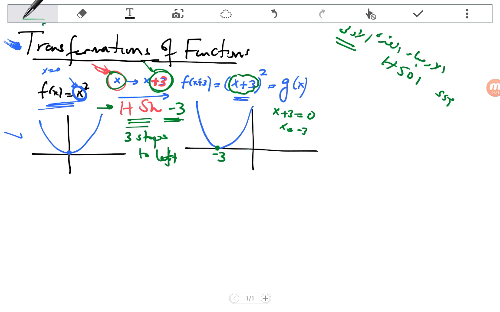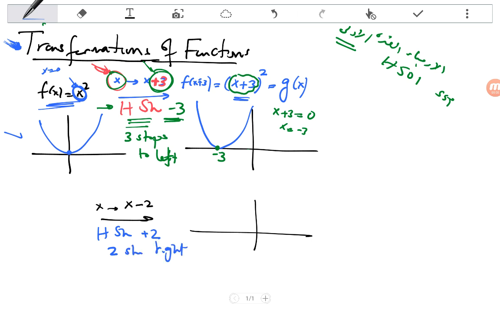Okay, and so on. If I take every x to be x minus 2, what would be the graph of this function? That is a horizontal shift. Plus 2. What is meant by plus 2? It means 2 steps to the right or to the left? In this case it will be to the right, yes, because it is in the opposite of that number.